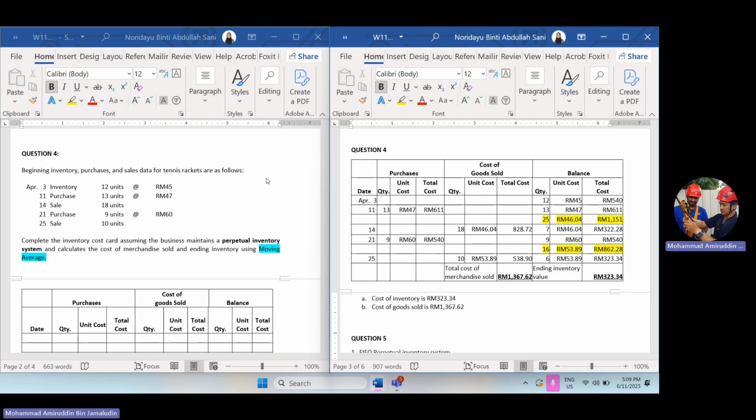Okay, let's continue with question 4. Okay, last year, this method has been tested in the final exam. The moving average method, or we call it the average cost method. Some books call it AVCO.